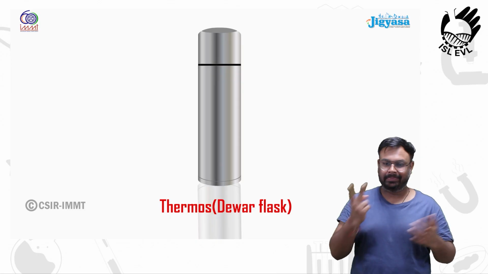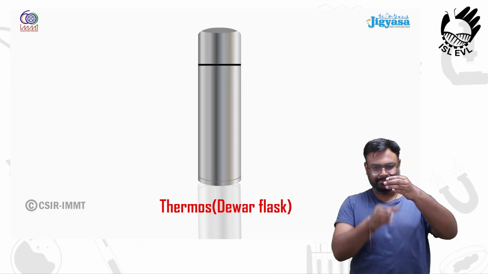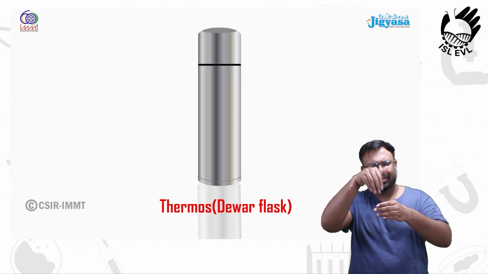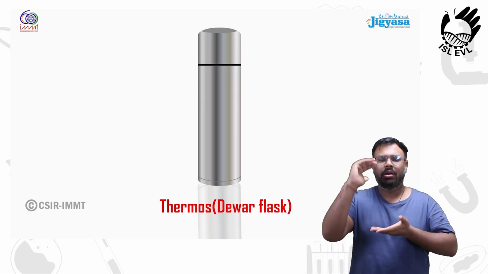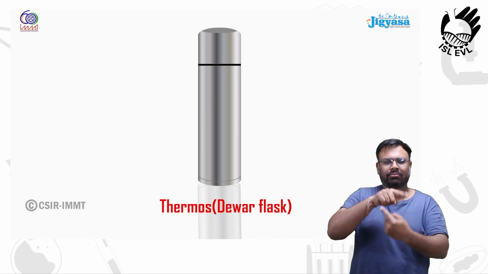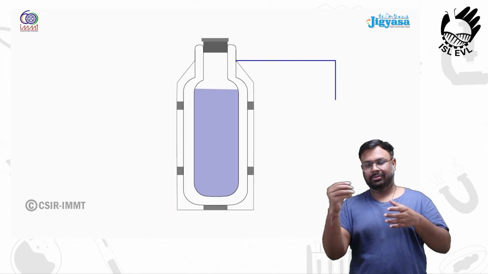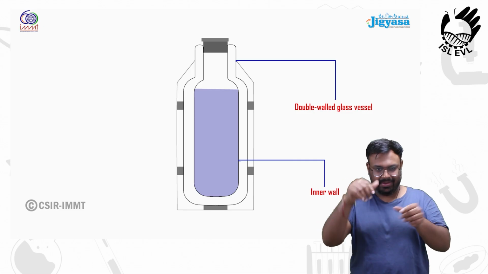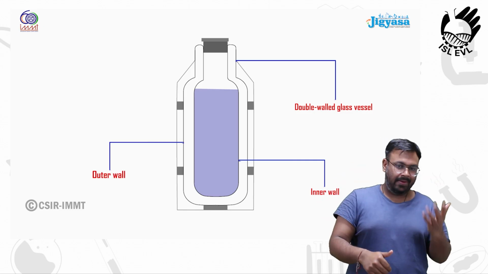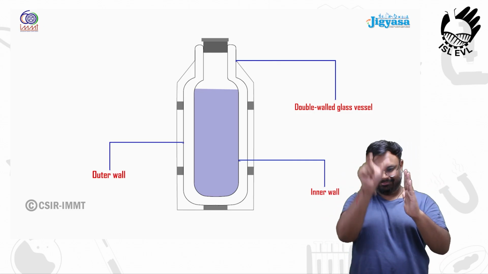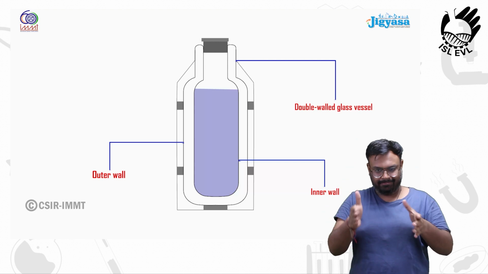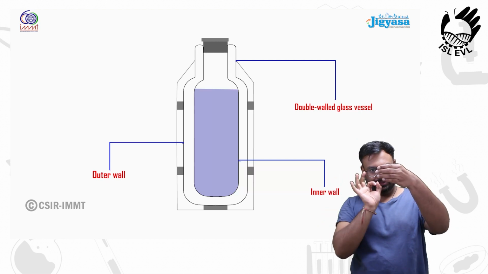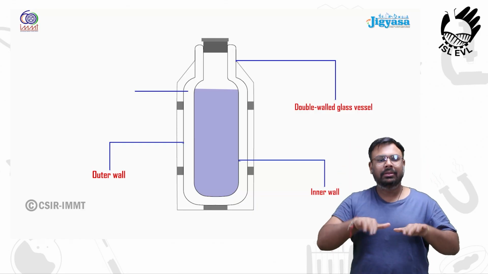An example of the usage of heat transfer in our everyday life is the thermos bottle or Dewar flask. It is used to minimize heat transfer between the contents of the bottle and outside. It consists of a double-walled glass vessel with the inner wall and outer wall coated with silver. Radiation from the inner wall is reflected back into the contents of the bottle. The outer wall reflects back any incoming radiation.